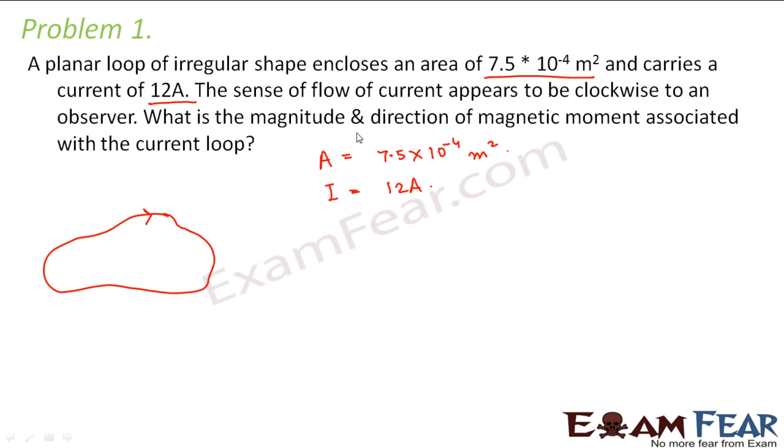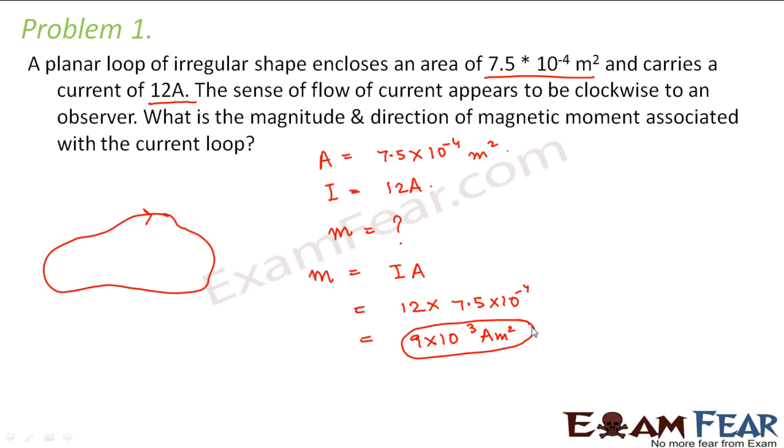Now, what is the magnitude and direction of magnetic moment associated with the current loop? So, we have to calculate the magnitude and direction of magnetic moment. Now, how do we define magnetic moment? Magnetic moment is defined as product of current and area. So, calculating the magnitude is simple. It will be 12 into 7.5 into 10 to the power minus 4, which comes out to be 9 into 10 to the power minus 3 ampere meter square. So this is the magnitude of the magnetic moment.